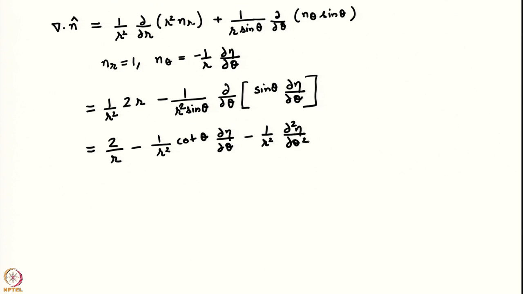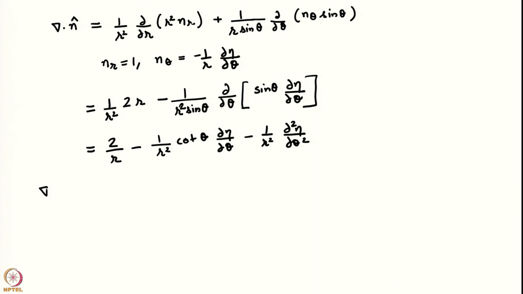The expression for divergence of n is slightly more complicated as the geometry becomes curvilinear. We have seen such expressions even in cylindrical coordinates. It was the simplest in Cartesian coordinates, where we just had one term at linear order.